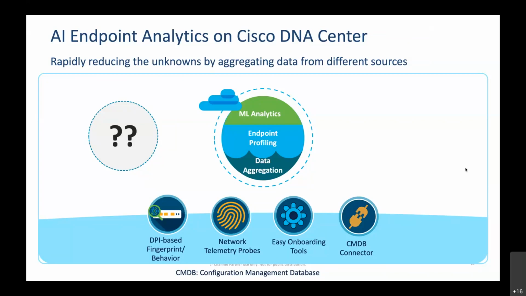Network telemetry probes, this is ICE. This is the context and information that we're getting from ICE. So ICE, again, is a critical part of our solution. And again, that context that ICE is able to provide endpoint analytics helps us profile devices. Easy onboarding tools, think of this as the ability for you as the user to go in and perhaps upload a CSV, or perhaps you want to manually input endpoints into the inventory yourself. So if that's something that you want to do as a user, then we have easy onboarding tools that will allow you to do so.